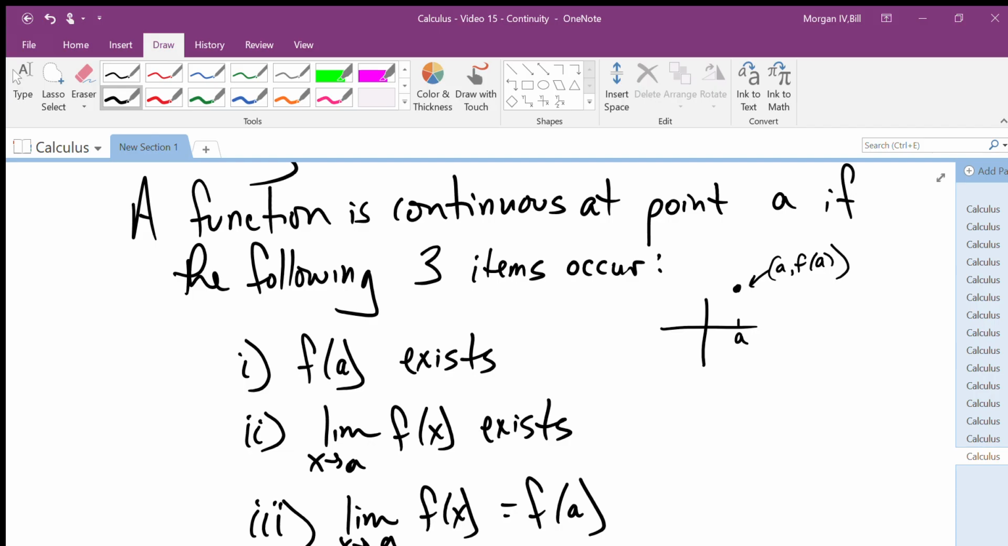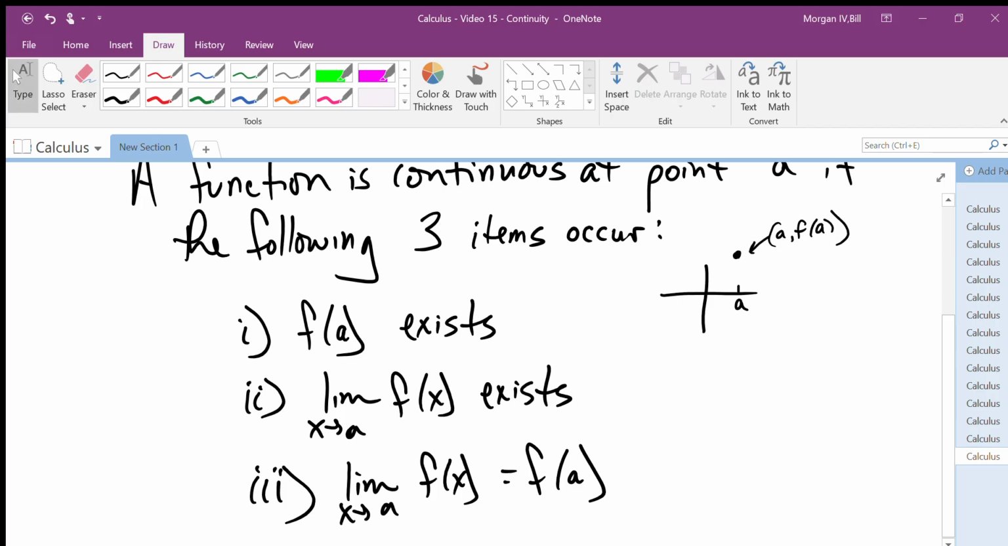Number two, for the function to be continuous at point A, the limit as x approaches A of the function exists. And remember, when we say the limit as x approaches A, that's the overall limit. So we're saying the limit from the left exists, the limit from the right exists, and those two things equal each other. That's what it takes for the overall limit to exist. So number two says that at A, the limit exists, meaning the limit from the left must equal the limit from the right.